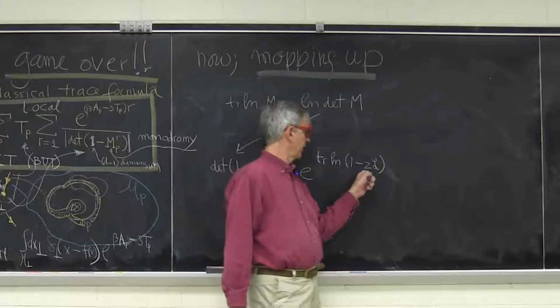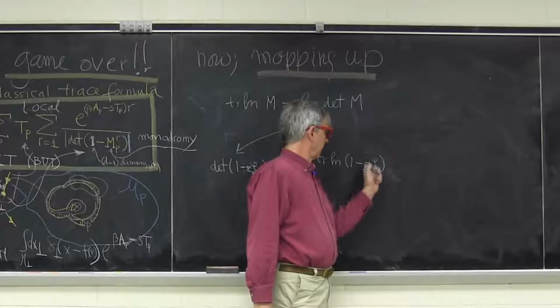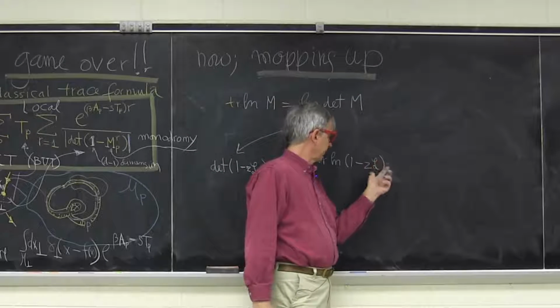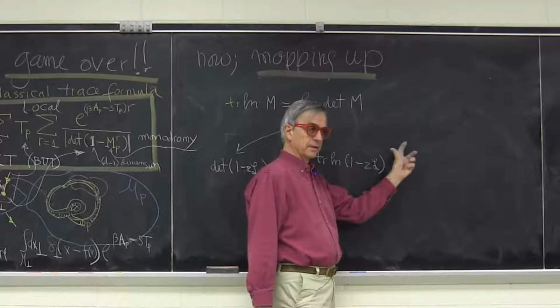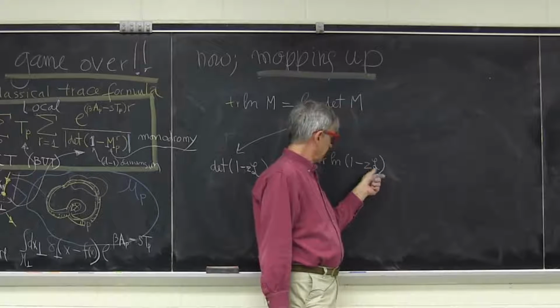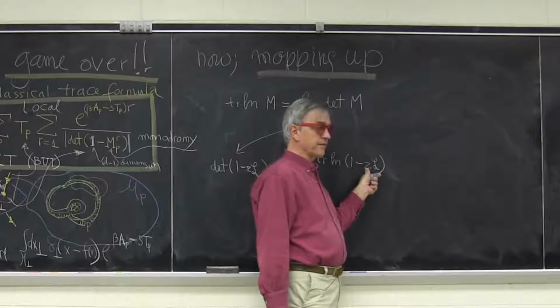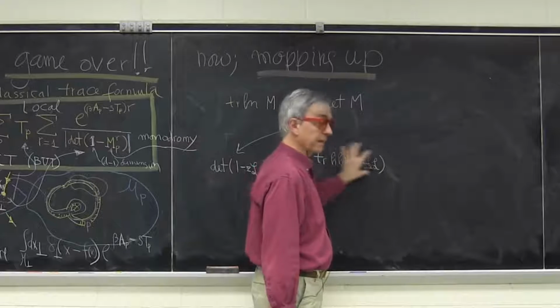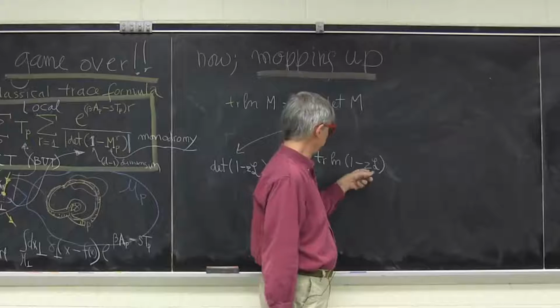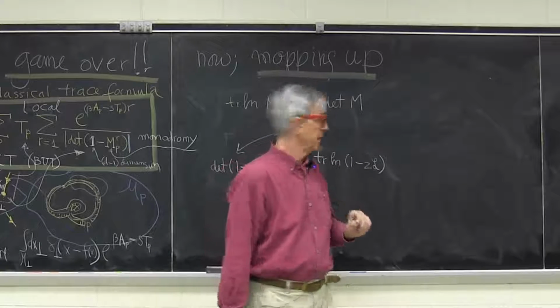Now, z is a very useful handle. The operator itself, if you really care about such a thing, can be bounded in some way. So if z is sufficiently small, this makes sense. This can be expanded as a Taylor series in z.